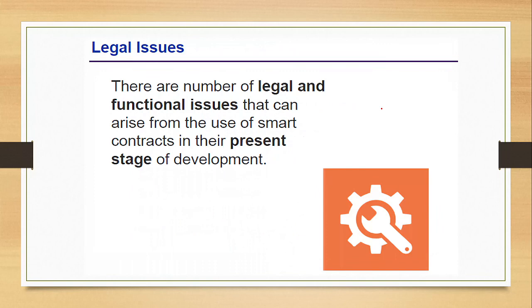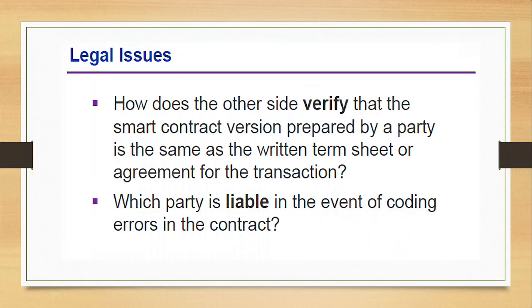Then we also have legal issues that can always come up, because smart contracts are not really applied in all environments. So it's very important to understand all these legal issues. How does the other side verify that the smart contract version prepared by a party is the same as the written term sheet or agreement for the transaction?